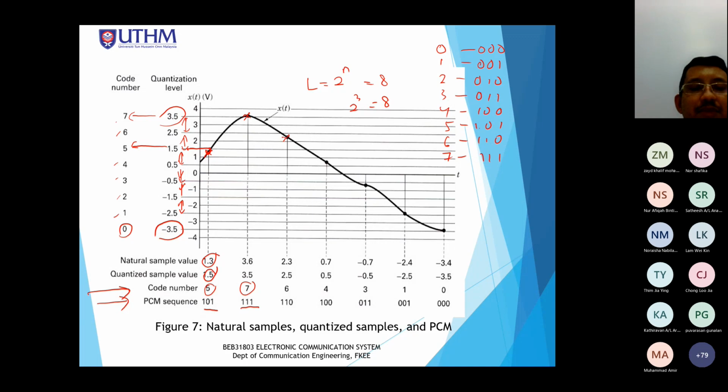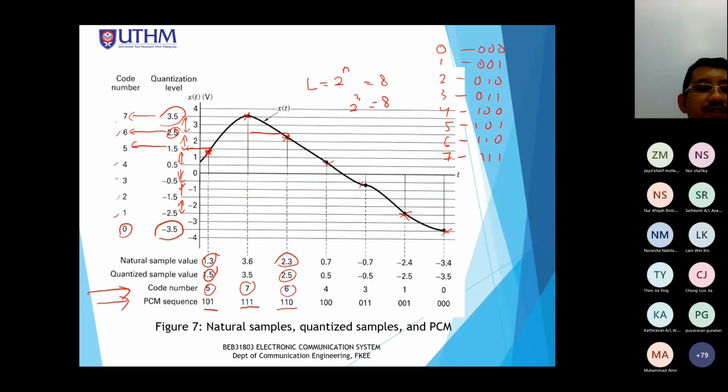The third sample is 2.3 volts. We rounded it to the nearest quantized level, which is 2.5. So 2.5 volts is mapped to code number 6. Code number 6 corresponds to 110 in binary, and so on. This is for the rest of the samples.